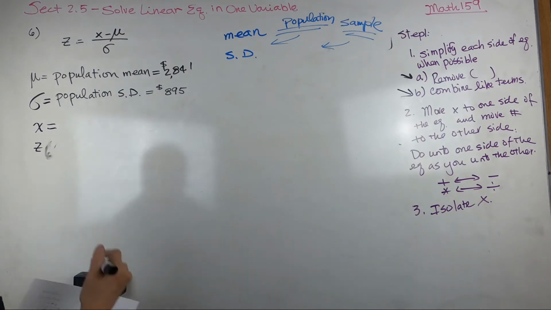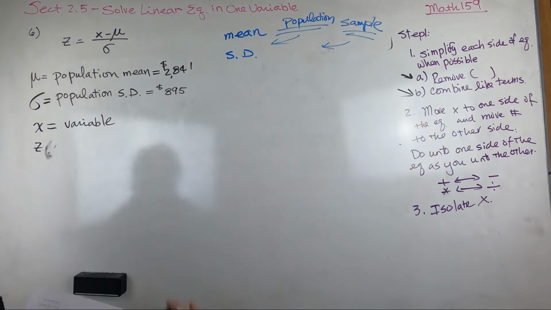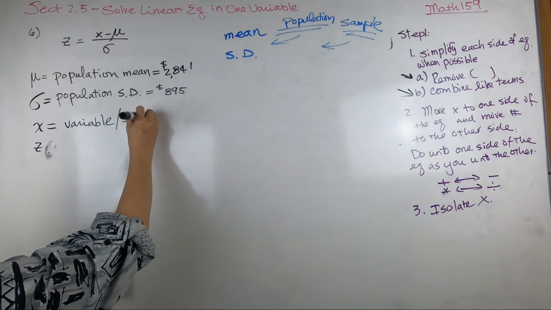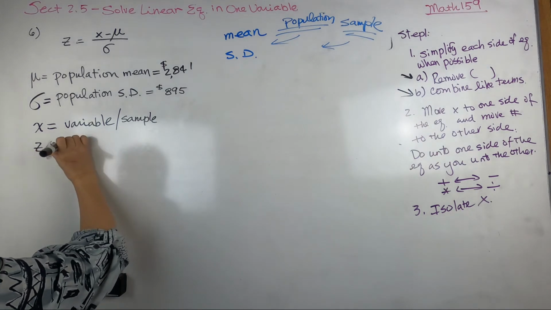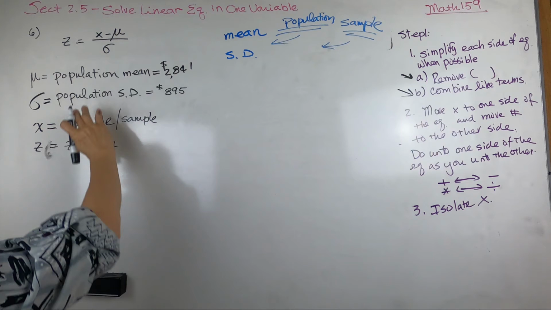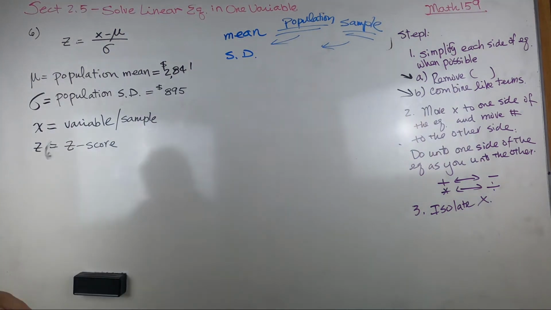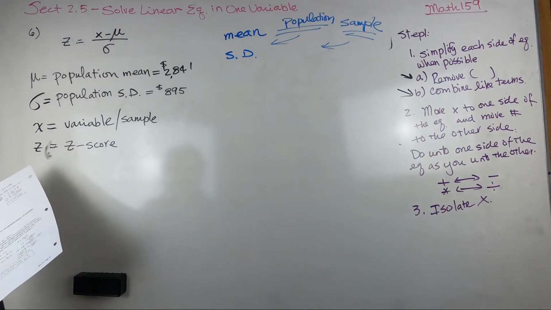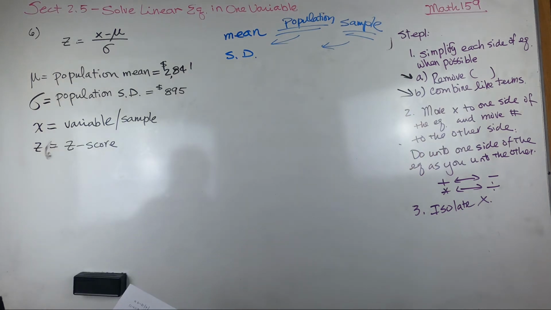Then X is the variable. Usually we use X as a variable, and it's the sample we choose. And Z always represents your z-score. Those are the words we use with the symbols we use. You can connect that.